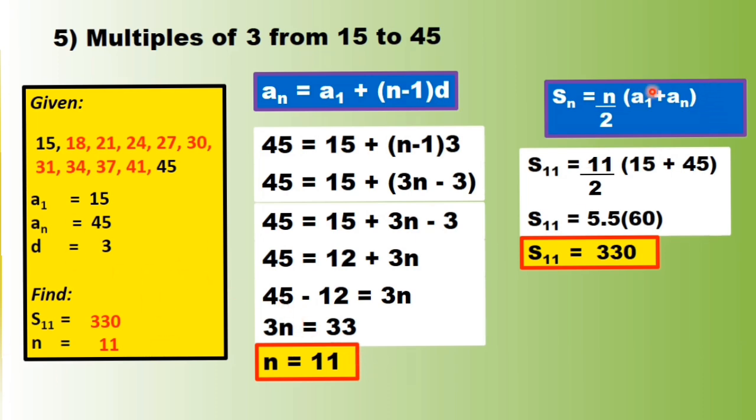So, pwede mo na makuha yung sum. Substitute mo na yung mga values neto dito sa formula. So, number of terms is 11. a sub 1 is 15 at ang last term mo ay 45. Solving for S sub 11 is equal to 330.